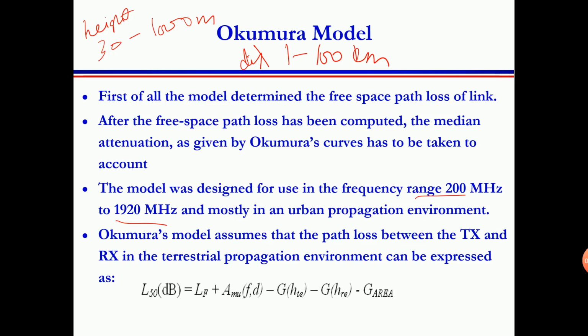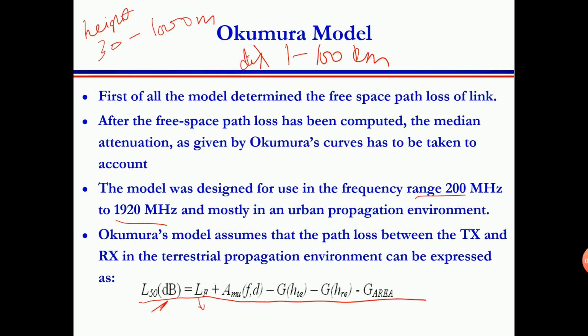First of all, the model determines the free space path loss of the link. After the free space path loss has been computed, the median attenuation is calculated from the Okumura's curves. The model is designed for the frequency range of 150 MHz to 1920 MHz and mostly used for urban areas. Okumura model assumes the path loss between your transmitter and the receiver in a terrestrial propagation environment, and it is expressed by this equation. So we are finding the median loss. For finding this median loss, first we have to find out the free space loss.